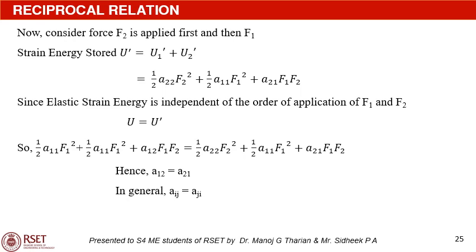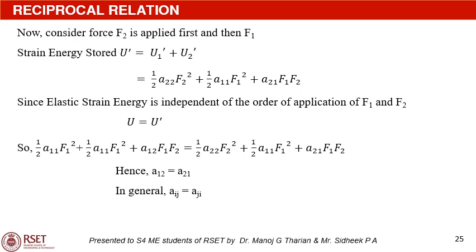Consider the same linearly elastic body, but now the force F2 is applied first and then F1. Strain energy stored in this case is given by U dash equal to U1 dash plus U2 dash, where U1 dash equal to half A22 F2 square and U2 dash is equal to half A11 into F1 square plus A21 into F1 into F2. Since the strain energy is independent of the order of application of F1 and F2, we have U equal to U dash.